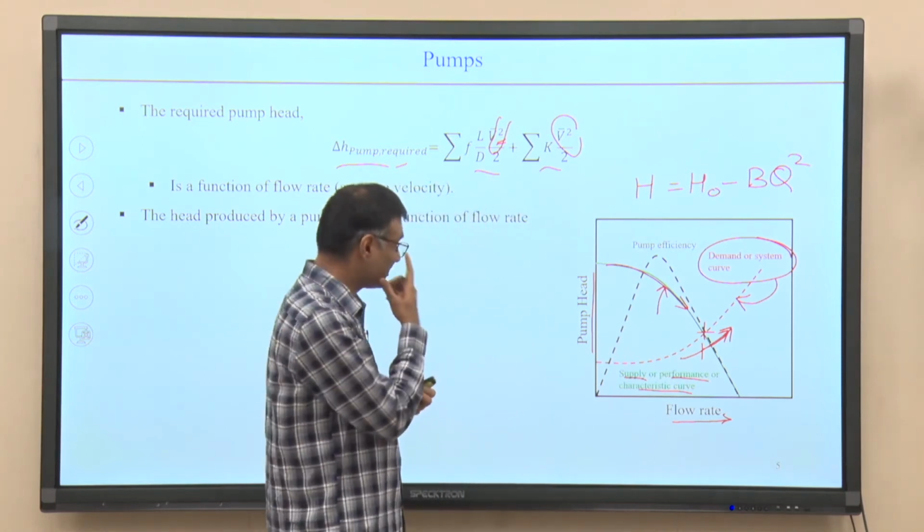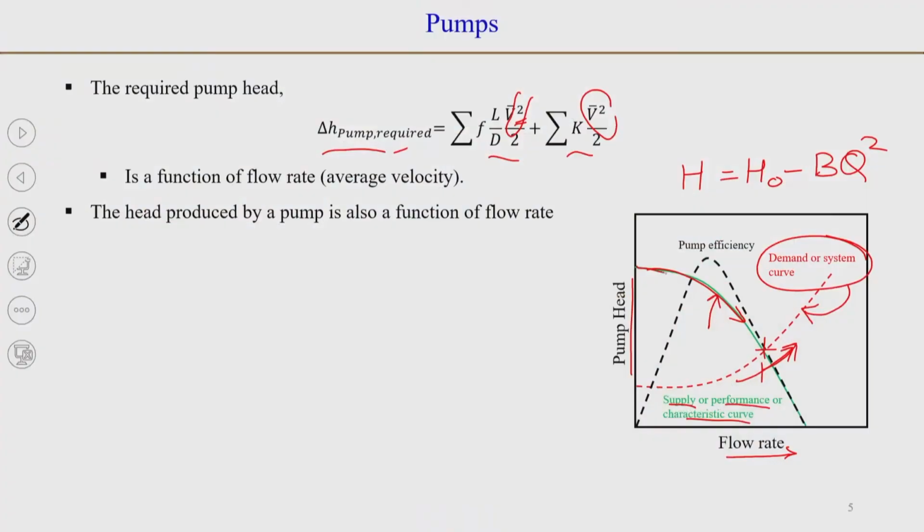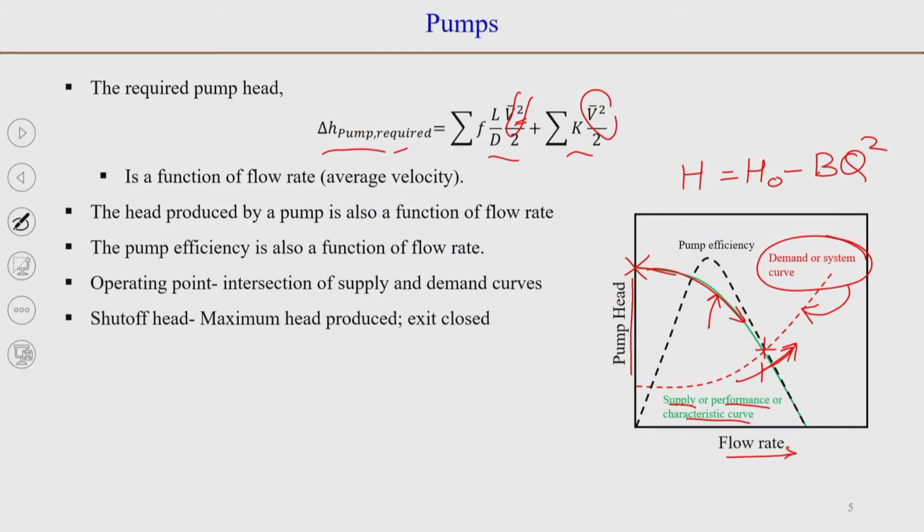Now, you can see here that this is decreasing with the flow rate. The point here where the flow rate is 0 means the pump exit is closed because there is no flow happening. So, at this point the pump will provide maximum head, and it is called shut off head when the pump is not operating. So, this is the point where you have the maximum head.